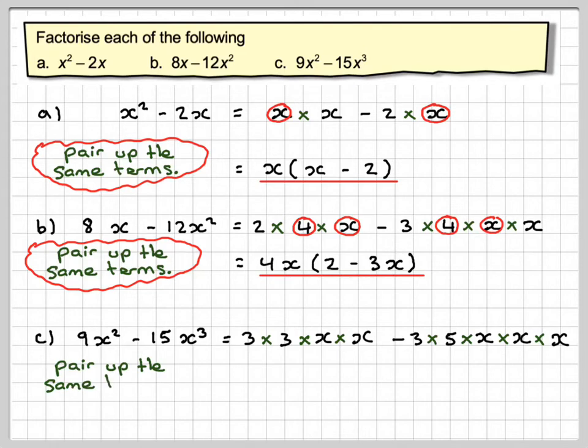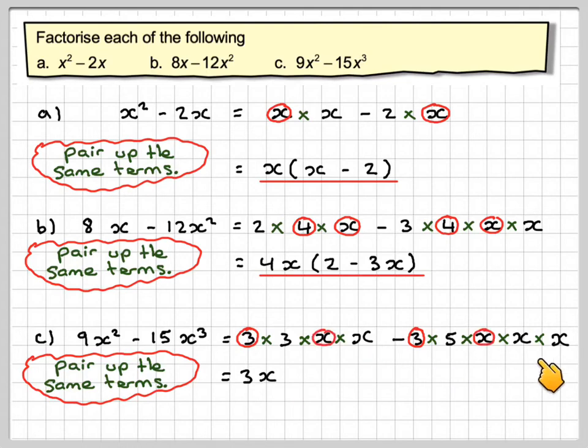Again, we're going to pair up the same terms. So we're going to pair up a 3 and a 3, we'll write that down. 3 and 5 can't be paired up because they're not the same. We've got an x and an x, we'll write that down. And we've still got another x and an x which we can pair up. So instead of writing x times x, of course, we now go back to writing x times x as x squared. Now, in the bracket, we're going to be left with a 3 not circled, and here we've got a minus 5x not circled. So we end up with 3x squared brackets 3 minus 5x.